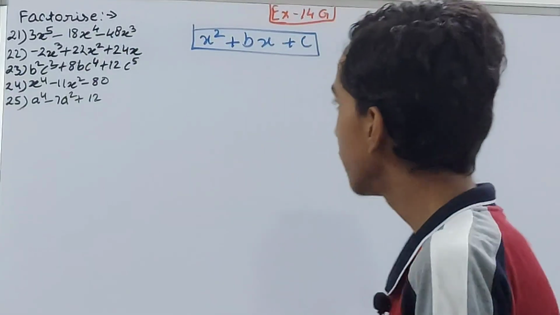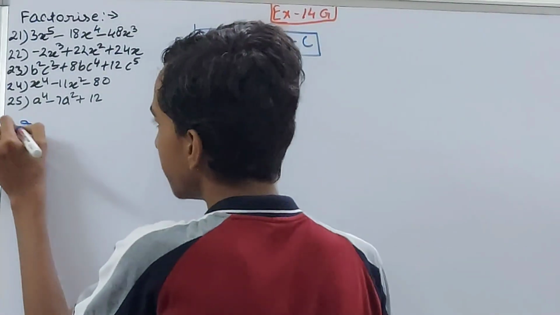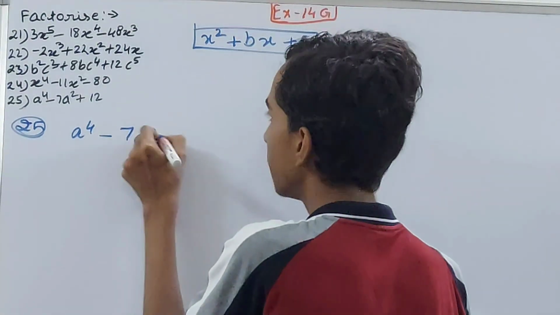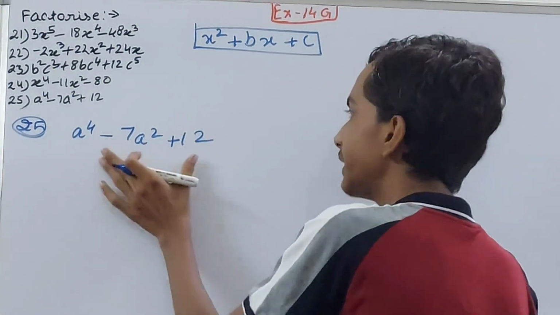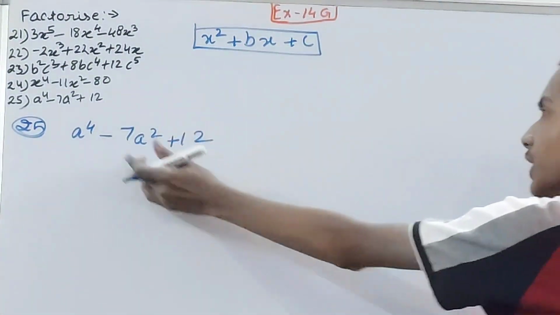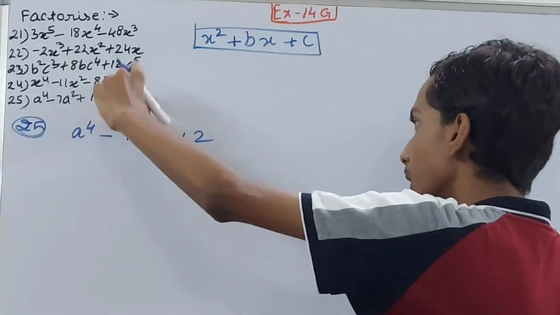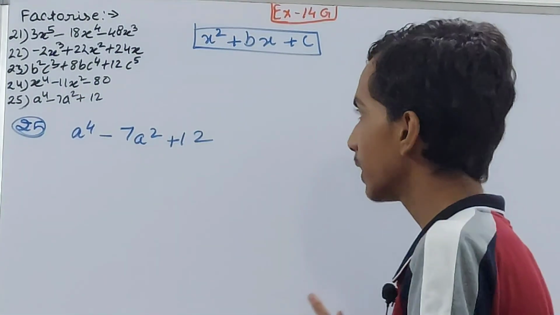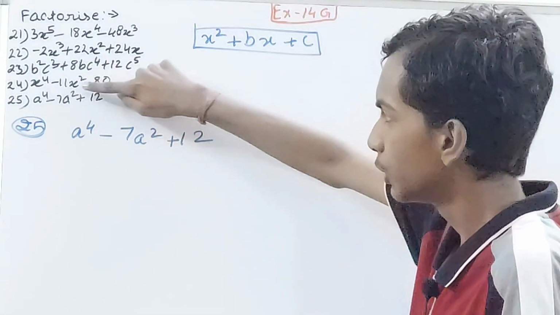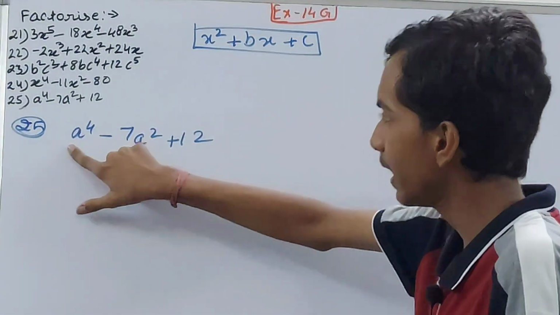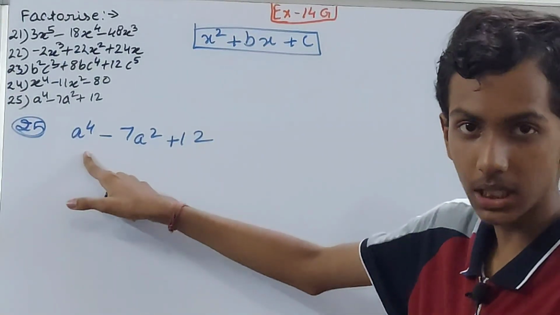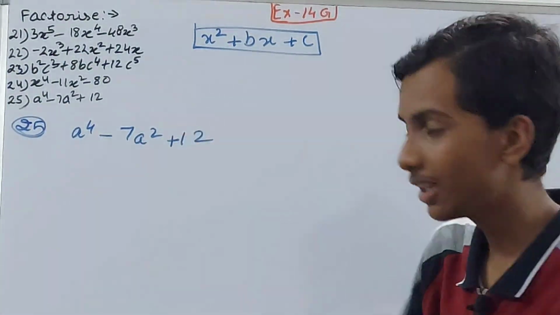Now let us look at question number 25. This is a to power 4 minus 7a square plus 12. Again, this is not in the standard form, and it is just like the previous question number 24. So we have to use the assumption way, right? Previously we had x, so we had taken a. Now you have a, so you can take any other variable but not a. We have to change a, so you have to take any other variable.